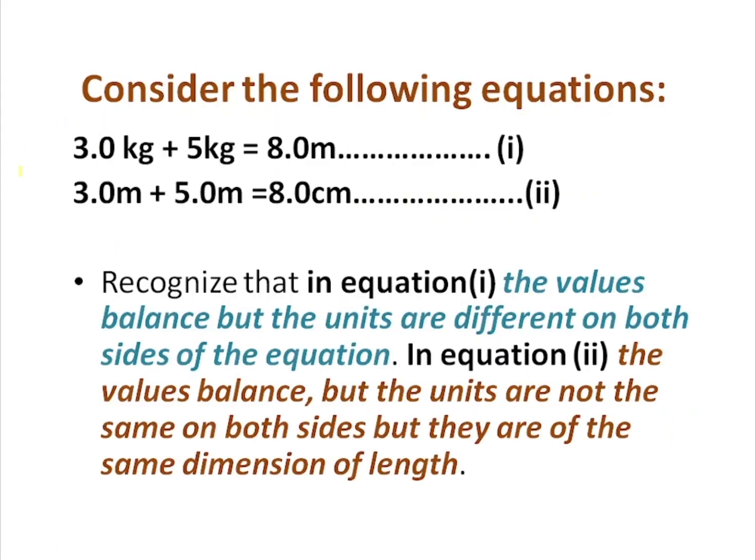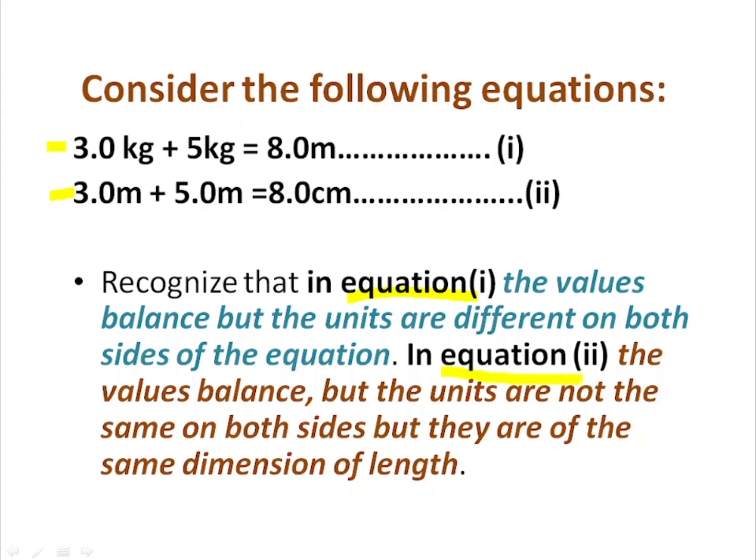Again, consider the following equations. 3 kilograms plus 5 kilograms is equal to 8 meters. Equation 1. 3 meters plus 5 meters is equal to 8 centimeters. Equation 2. Recognize that in equation 1, the values balance, but the units are different on both sides of the equation.